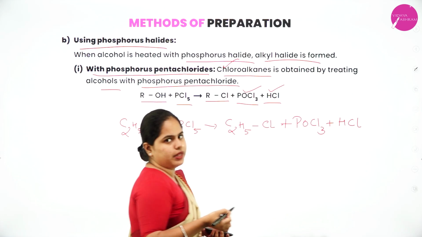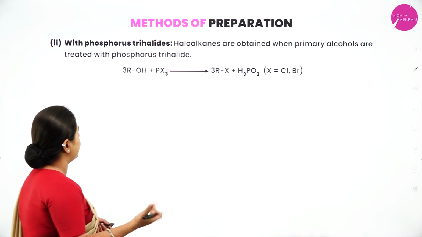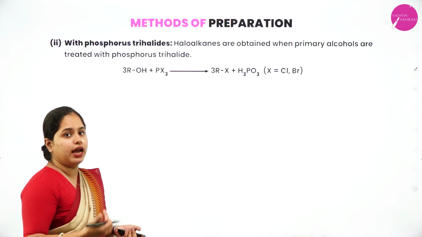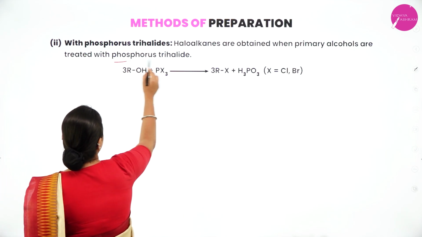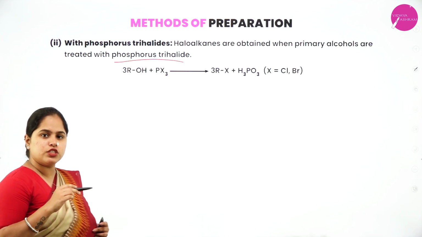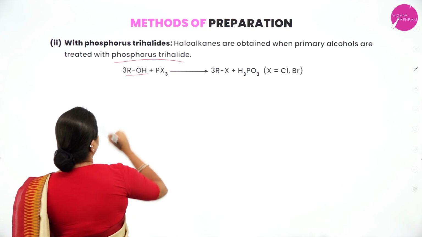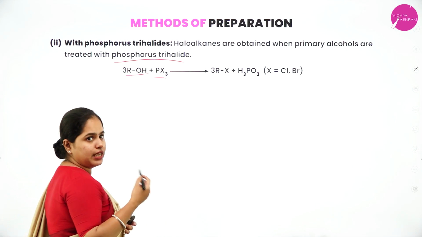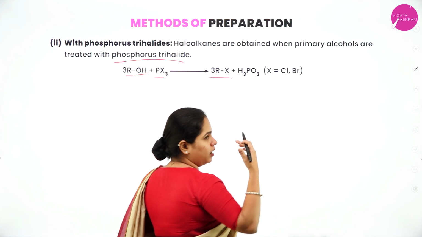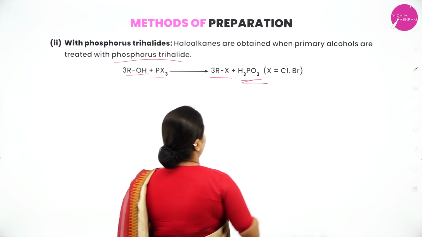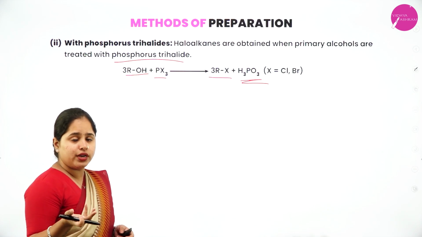So this is the next method. Now this is PCl5. In the next method we are going to use PCl3, that is the phosphorus trihalide. Haloalkanes are obtained when primary alcohols are treated with phosphorus trihalide. So before it was PCl5, now we are going to use PCl3. 3 moles of alcohol when it reacts with PCl3, we get 3 moles of haloalkane and H3PO3. So it is written X here. It can be chlorine as well as bromine.